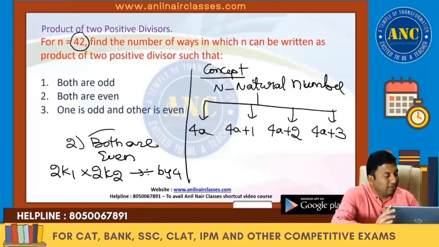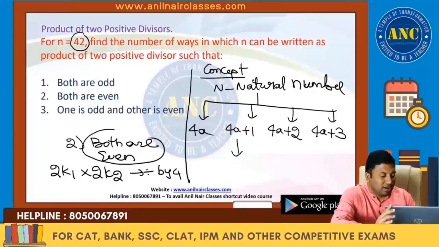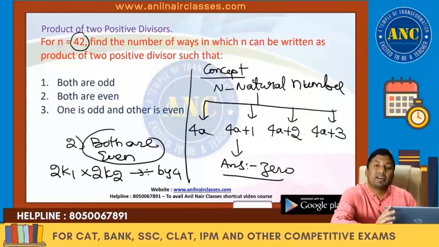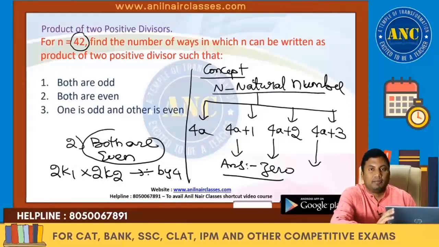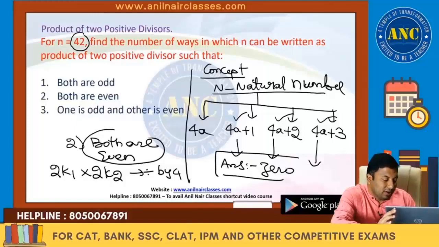If both are even numbers, for 4a plus 1, the answer will be 0. Yes or no? Why? Because the right hand side will be divisible by 4. Both are even numbers, right? 2k1 into 2k2, for 4a plus 2, the answer will be 0. For 4a plus 3, the answer will be 0. I hope it is clear. If n is a natural number and the right hand side is other than divisible by 4, giving a remainder 1, 2 or 3, the answer will be 0 for the case where both are even numbers.